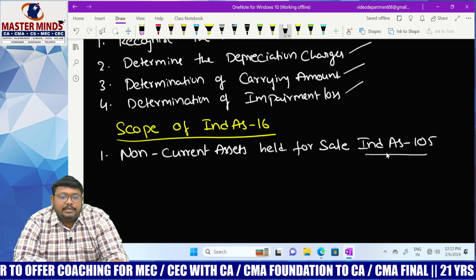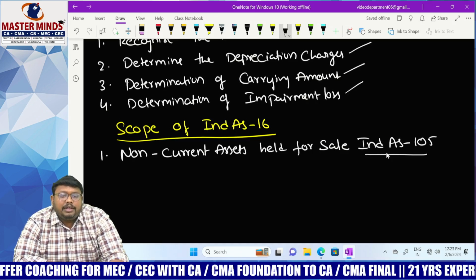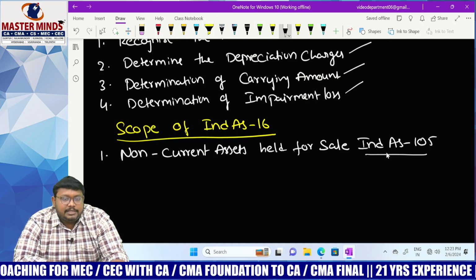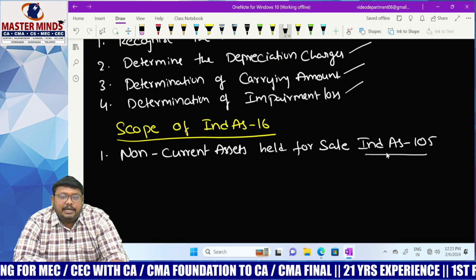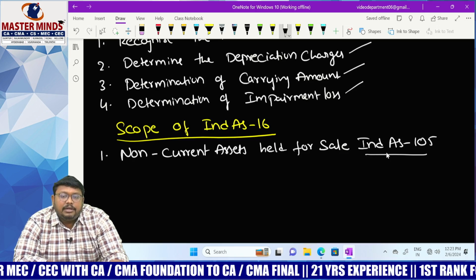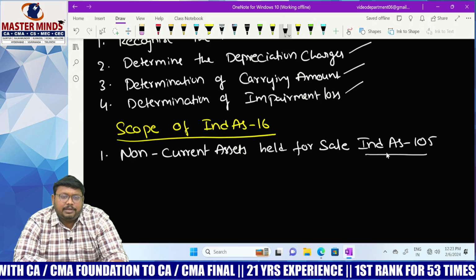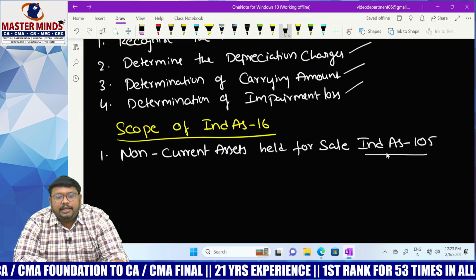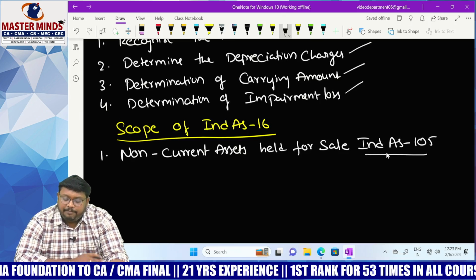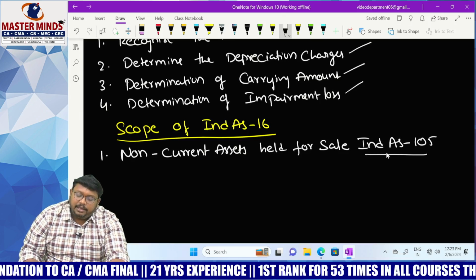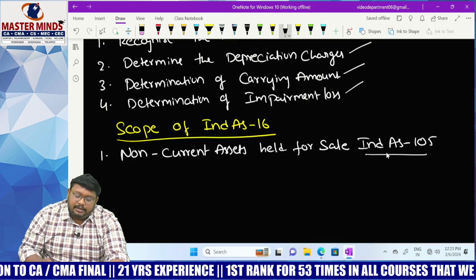Non-current assets held for use in the business, Ind AS 16 will apply. Non-current assets held for sale, we have a separate Ind AS called Ind AS 105. For non-current assets held for sale or discontinuing operations, we have a separate standard. There we will discuss Ind AS 105, and here it will not apply under Ind AS 16.